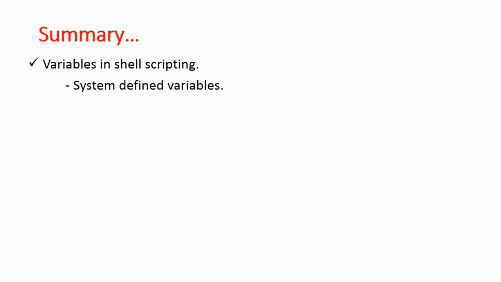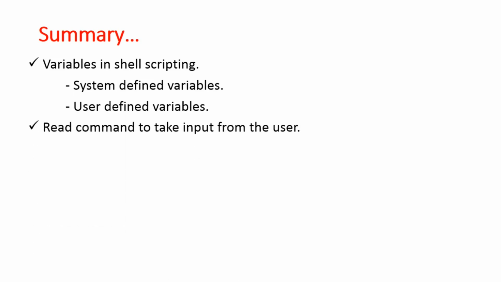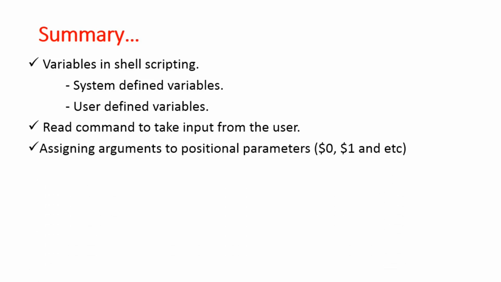To summarize lecture 5, here you learned different variables in shell scripting, like system defined variables and user defined variables. You learned the read command to take input from the user to make shell scripting very interactive. You learned assigning arguments to the positional parameters like $0, $1 and so on, and you learned the exit and the exit status of a command.